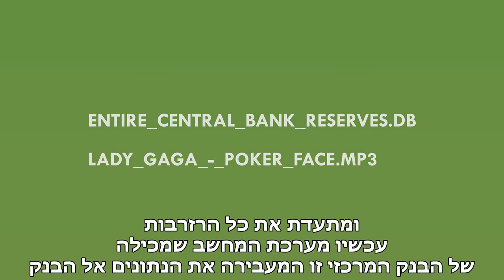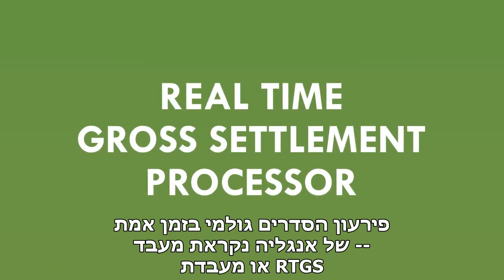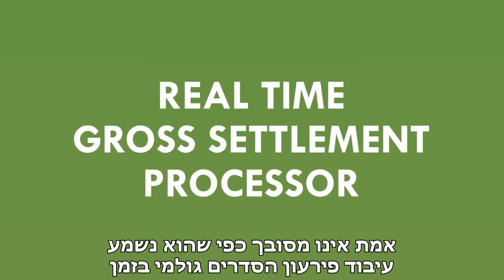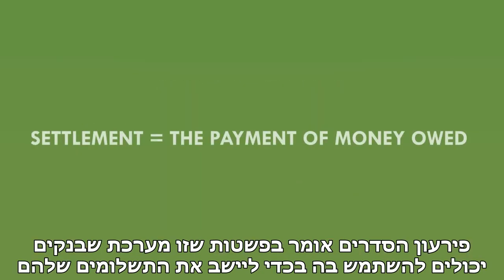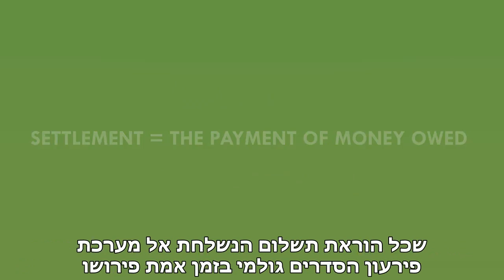Now, the computer system that records all these central bank reserves is referred to by the Bank of England as the real-time gross settlement processor, or RTGS processor. Now, real-time gross settlement isn't as complicated as it sounds. Settlement simply means that it's a system that banks can use to settle their payments to each other. In other words, it's a way for them to transfer money to each other.